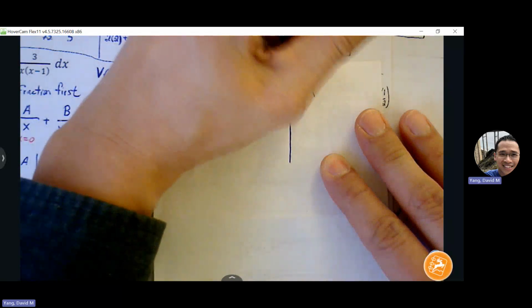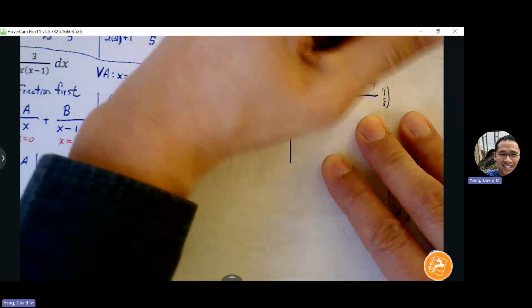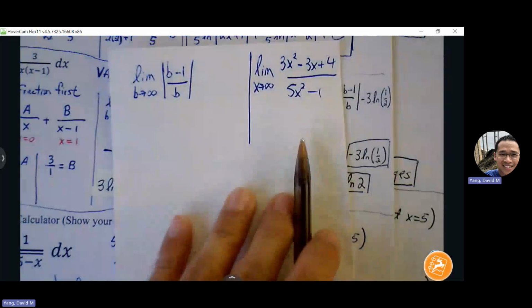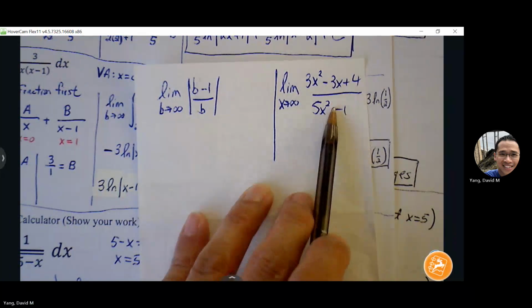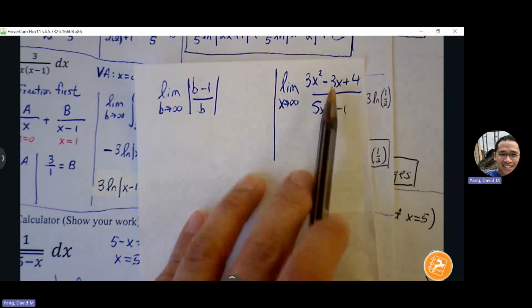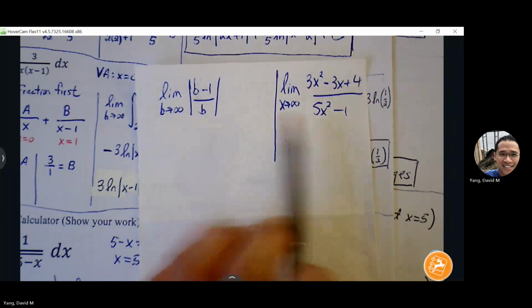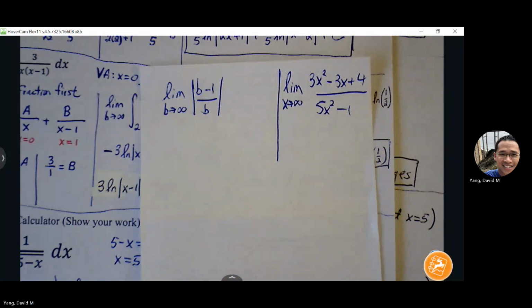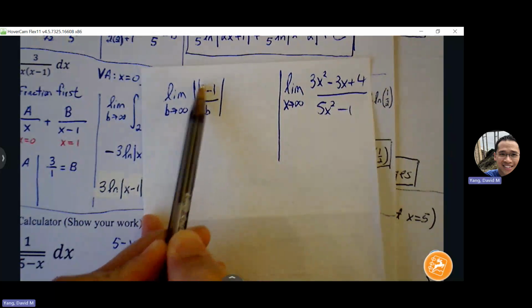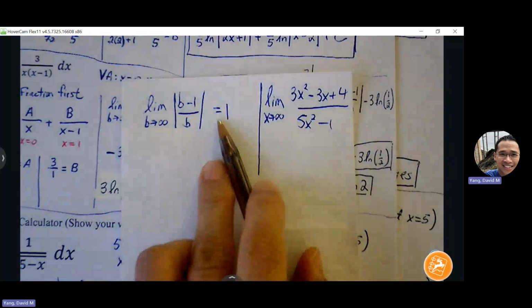Limit as x approaches infinity of 3x squared minus 3x plus 4 over 5x squared minus 1. Here, do the degrees match? Yeah, the highest degrees match, so we just take the ratio of the coefficients. So what's the limit of this? It would be 1, right? Because the highest degree is the same, and the coefficients are 1 and 1, so that's equal to 1. Does that make sense?